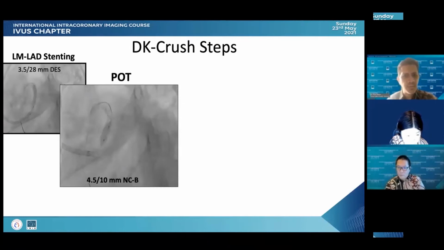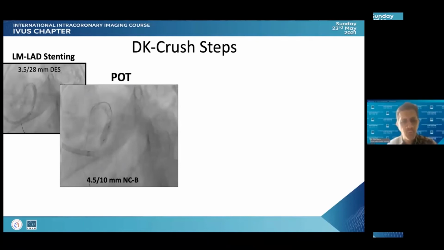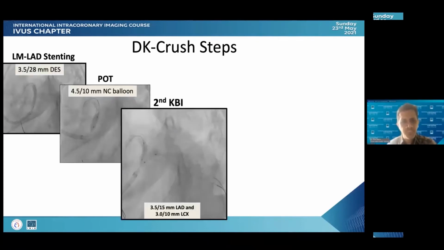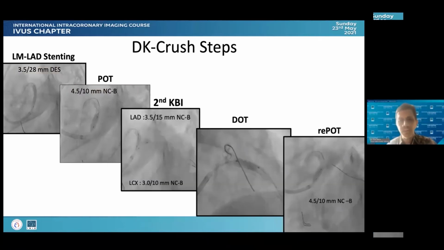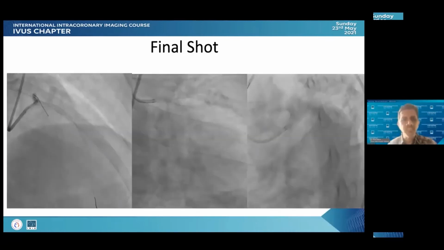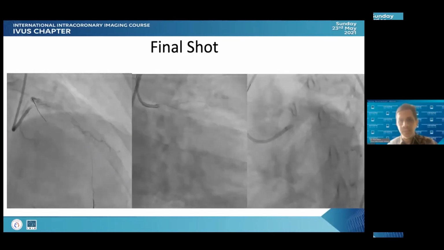Then followed by a POT using a 4.5 balloon, and then a second kissing balloon, 3.5 in the LED and 3.0 in the circumflex. Because of constrained expansion at the mid part of the LED, we did a distal optimization technique, followed by repeat POT. And this is the final result.